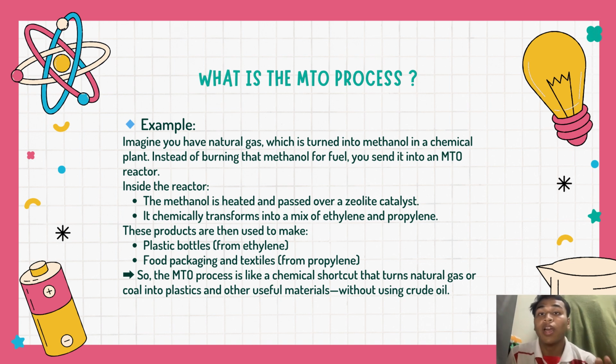For example, imagine you have natural gas which is turned into methanol in a chemical plant. Instead of burning that methanol for fuel, you send it into an MTO reactor. Inside the reactor, the methanol is heated and passed over zeolite catalyst. It is chemically transformed into a mix of ethylene and propylene. These products are then used to make plastic bottles from ethylene, food packaging, and textiles from propylene. So, the MTO process is like a chemical shortcut that turns natural gas or coal into plastic and other useful material without using crude oil.